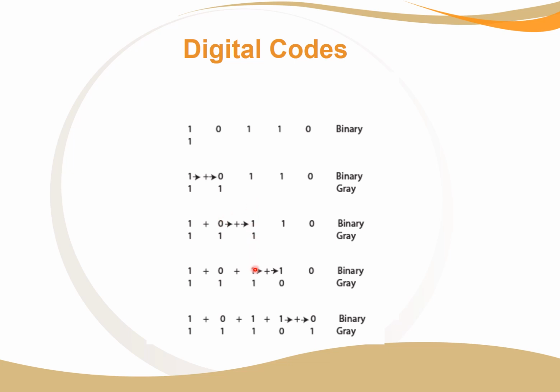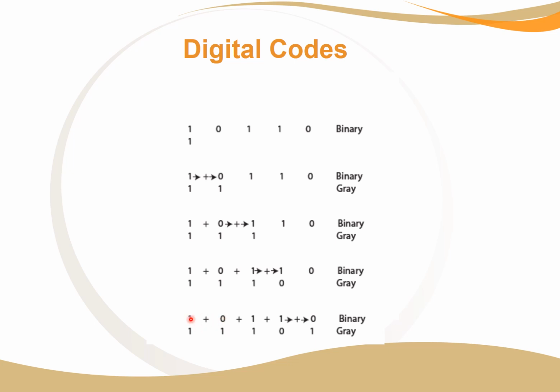And then for the next bit, 1 plus 1 is 1, 0, but we throw away the carry, so it's just 0. And then once again, 1 plus 0 is 1. So that is the Gray code. So once again, you just add the adjacent binary numbers and discard the carry.